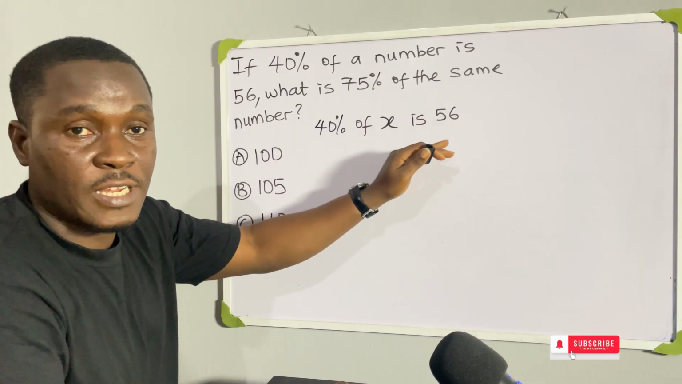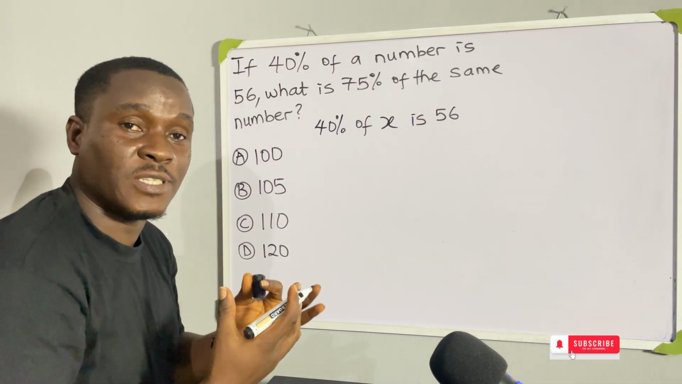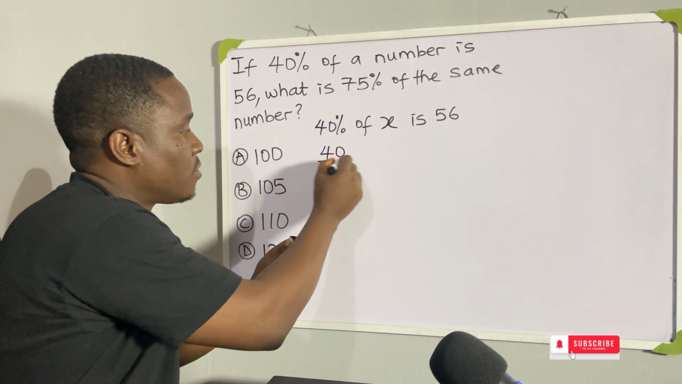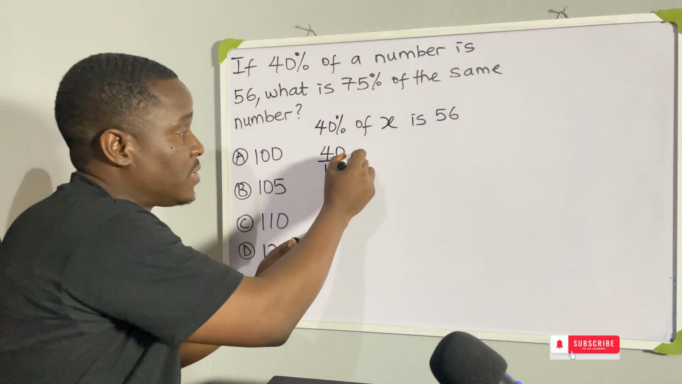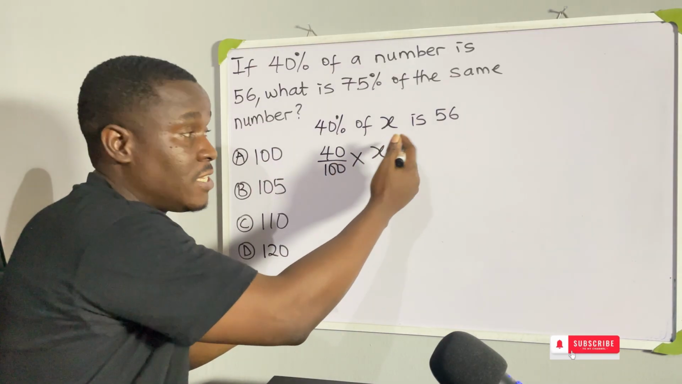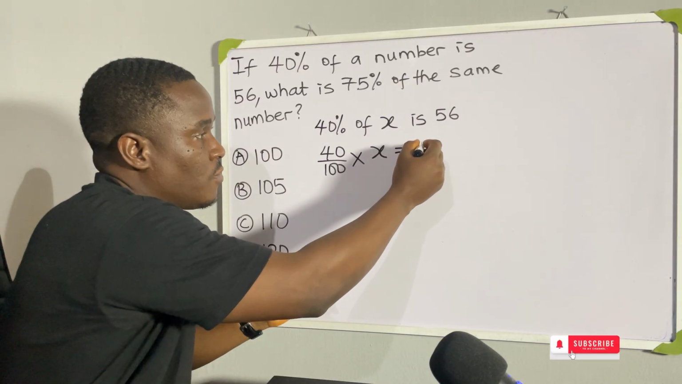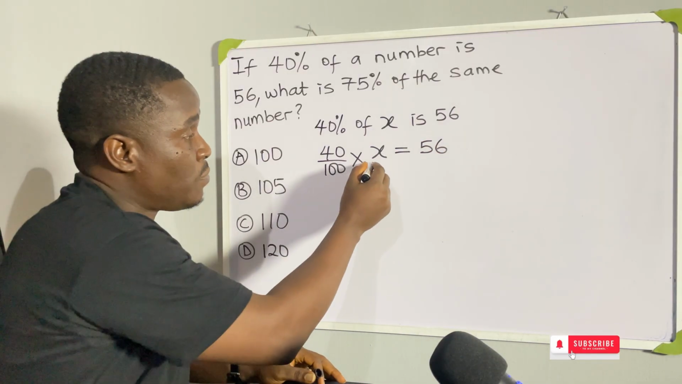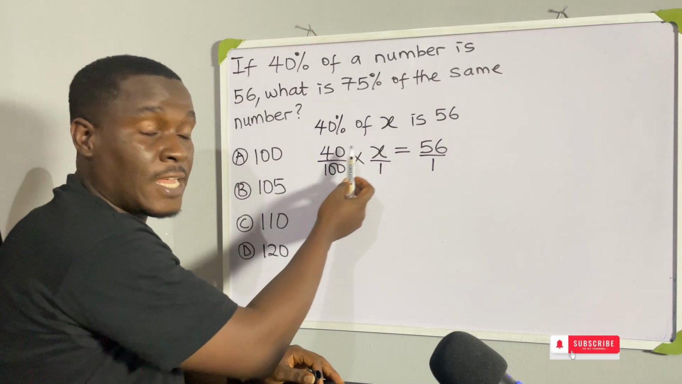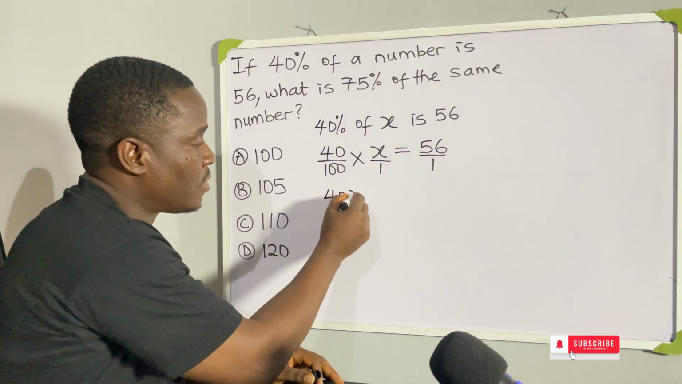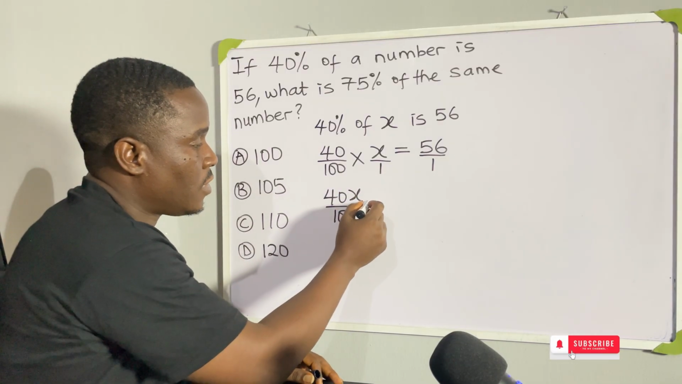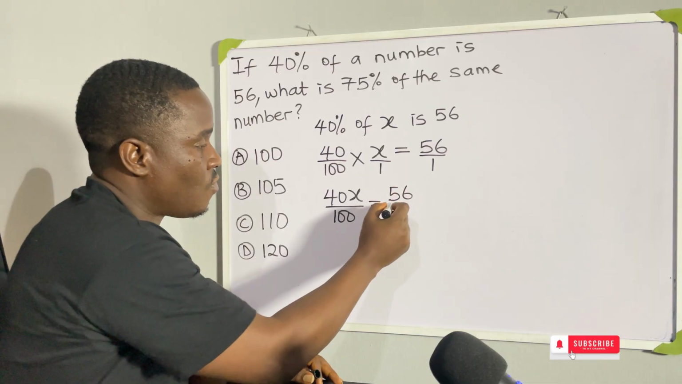Let's convert this to an equation. 40% can be represented as 40 over 100. Of can be represented as multiplication, times x. You can represent is with an equal to sign, so 56. We can simply put x over 1 and 56 over 1. 40 times x is going to give us 40x. 100 times 1 is going to give us 100. Is equal to 56 over 1.